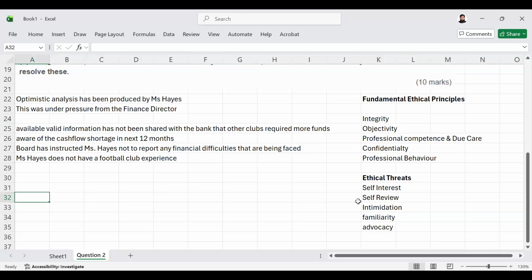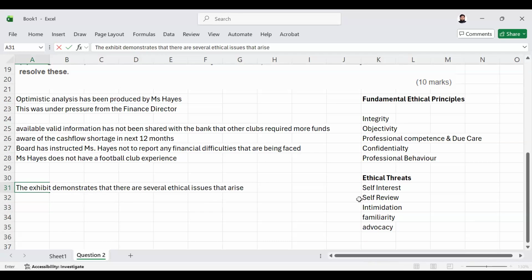So now, what is actually going to be an issue? I would say that Miss Hayes, the exhibit demonstrates that there are several ethical issues that arise or exist from the actions and behavior of Miss Hayes.